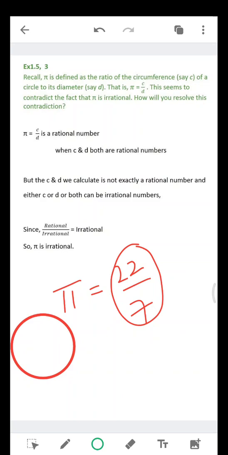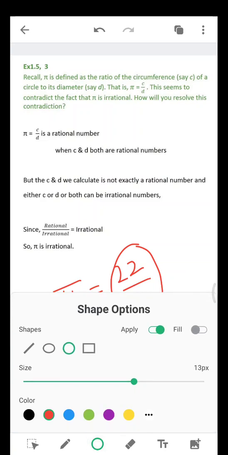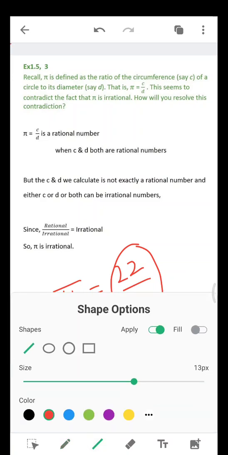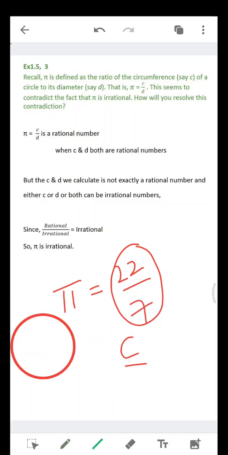If you find the circumference of this circle, that is 2 pi r, or the length of this boundary, and divide the circumference by the diameter. What is the diameter of a circle? The chord which passes through the center. Diameter is the chord which passes through the center. So this is the diameter.